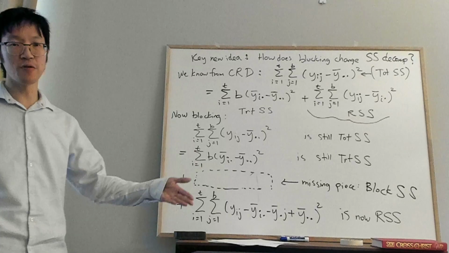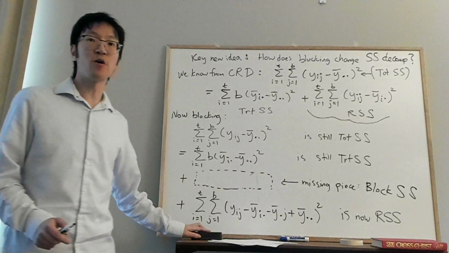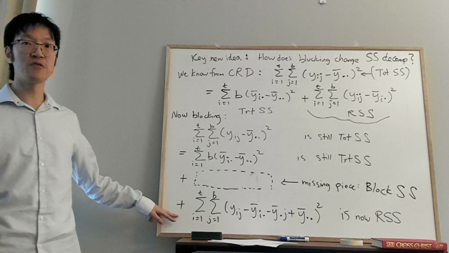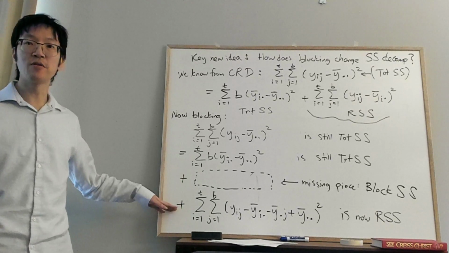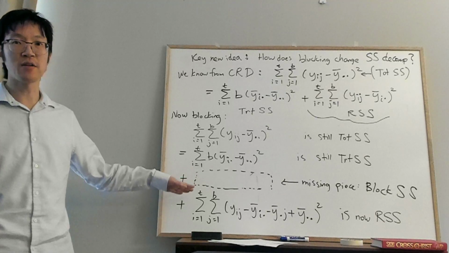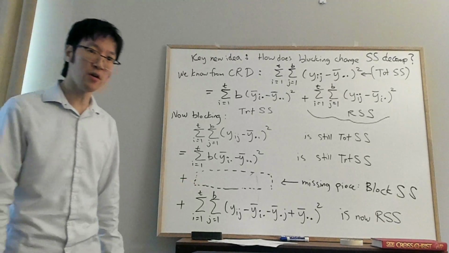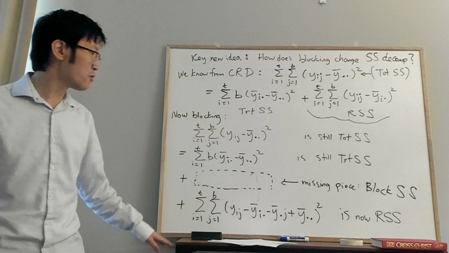Okay, so in other words, by putting in the blocking variable, you reduce the residual sum of squares, and therefore, because many of our hypothesis tests are based on the estimate of sigma squared, this should reduce the estimate of sigma squared, and by doing that, we can make it easier to detect a significant difference between treatments. Okay, so that's the key conceptual idea I want to drive home here.